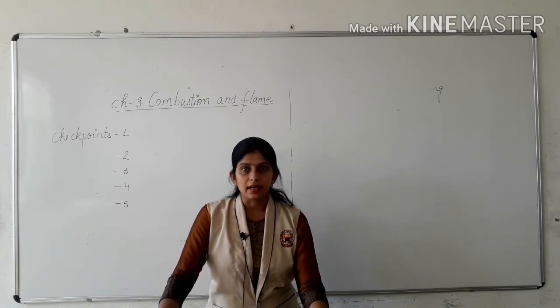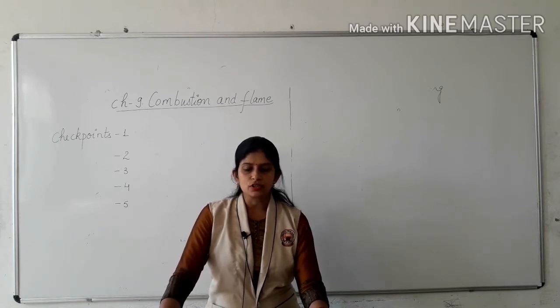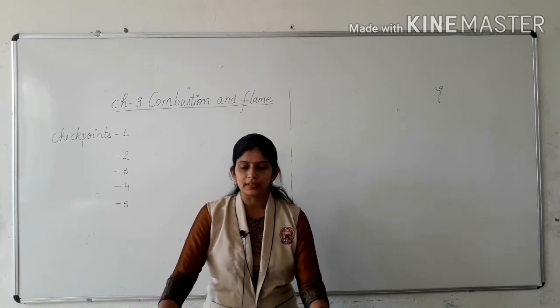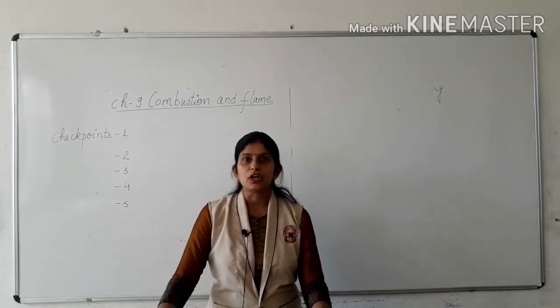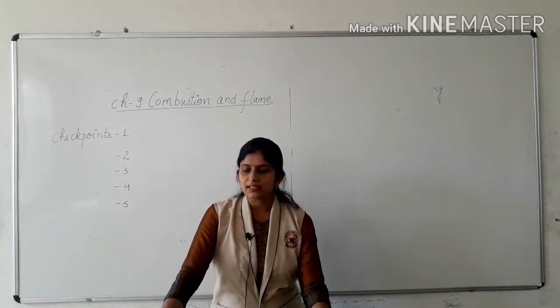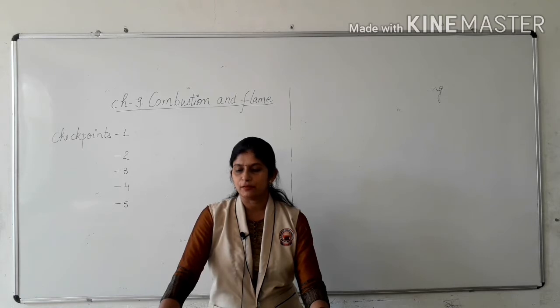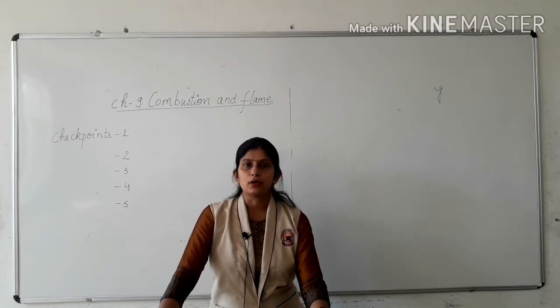It is a dark zone, black in color. E. The hottest zone of a candle flame. It is the non-luminous zone or outermost zone, which is blue in color. Now checkpoint 5. Answer the following questions. A part. Give any two examples of liquid fuels and solid fuels. Liquid fuels, petrol and diesel. Solid fuels, wood and coal.